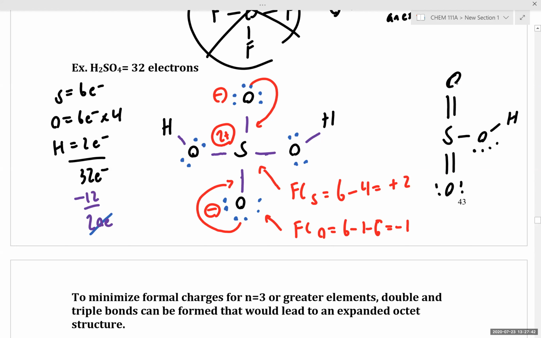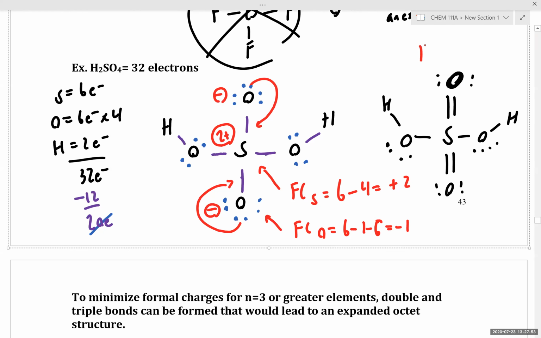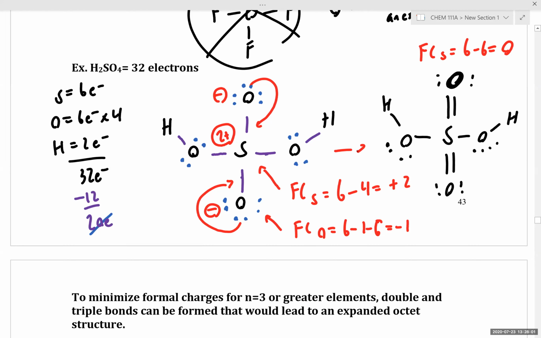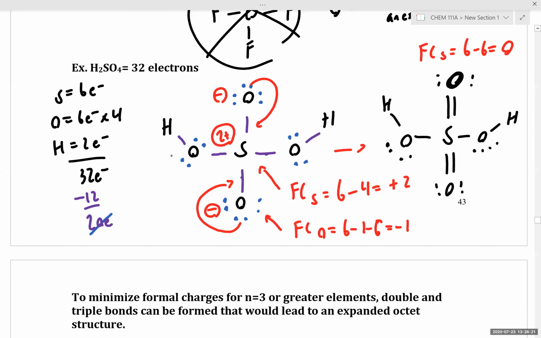And the reason for that, as we'll see quite dramatically, is that now, looking at sulfur, the formal charge of sulfur is equal to 6 minus 6, which is 0. So one case where we invoke an expanded octet is in cases where it would minimize formal charges. So the expanded octet structure is more correct as we've minimized the formal charges on each of our atoms. Does that make sense?